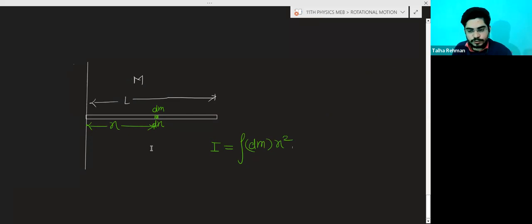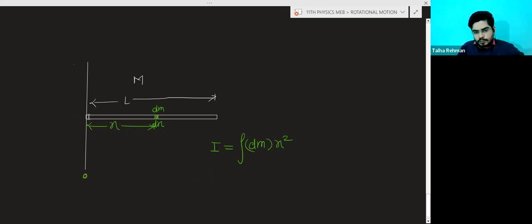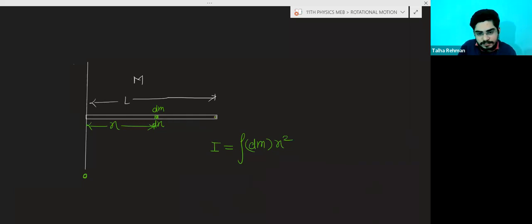Now the most important thing is how you apply the limits. For that you should choose one origin or reference point. Suppose this is the origin I am choosing, and you have to move along the rod from minimum to maximum. What is the minimum value of x here? x is the variable. The minimum value is 0. What will be the maximum value of x here? L. So you will apply the limit 0 to L.